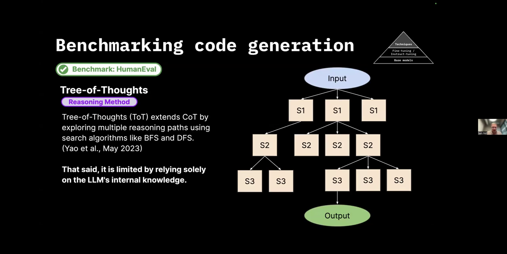So there was future work on Tree of Thoughts, which is a kind of graph-based search algorithm, and they explored breadth first search and depth first search. It actually explores multiple reasoning paths by using search algorithms, in this case breadth first search and depth first search. That said, it's limited by relying solely on the LM's internal knowledge.